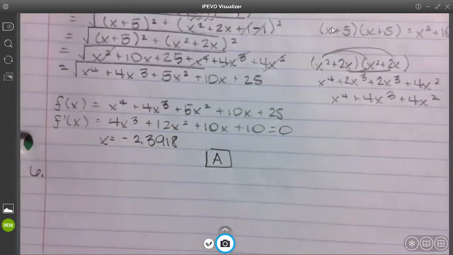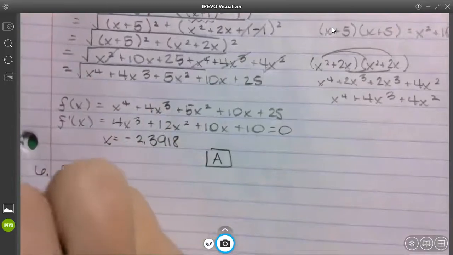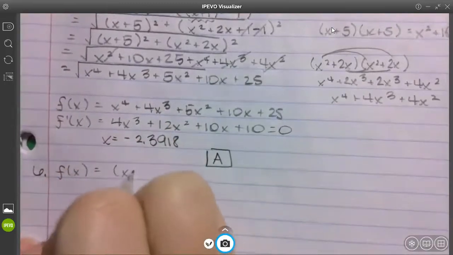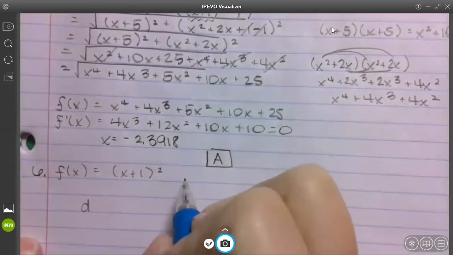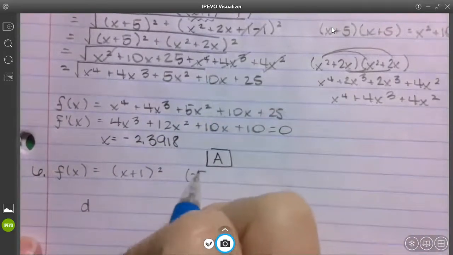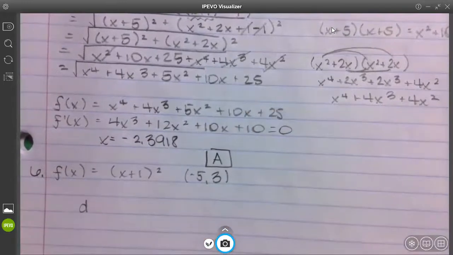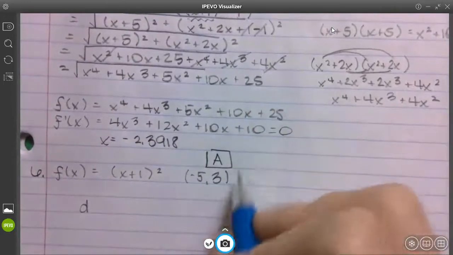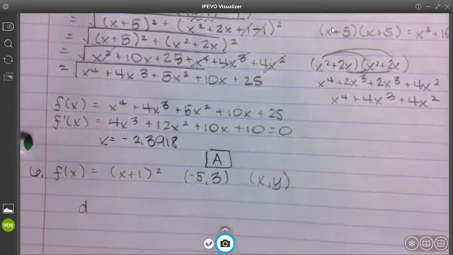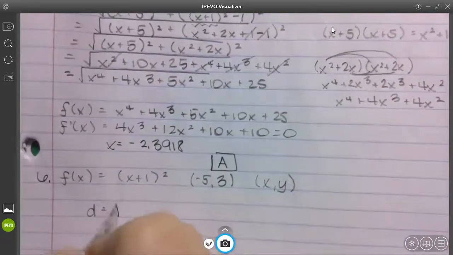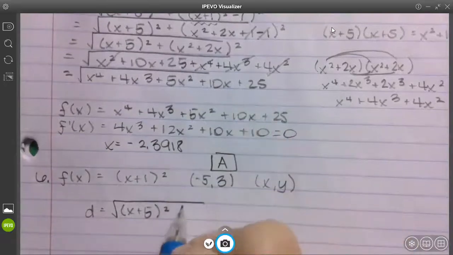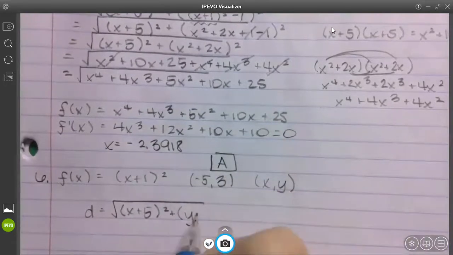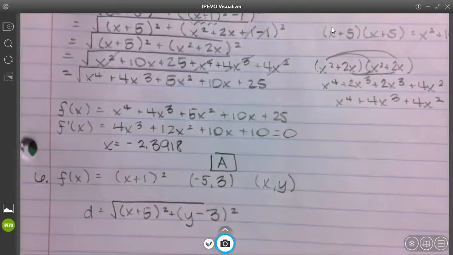I don't know if your test is like that or not, where it's the same function, but we're going to hope that it is, because that was a lot of work. So again, your f of x equals x plus 1 squared. We had the coordinate -5, 3, so that's the one thing that changes. We went from -5, 1 to -5, 3. And then we want to know that point xy. So your distance this time is x plus 5 squared, which we've already done, plus y minus 3 squared.